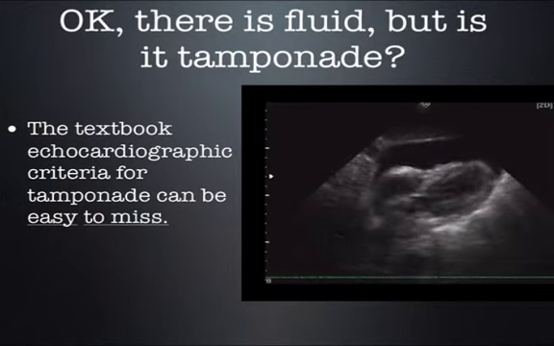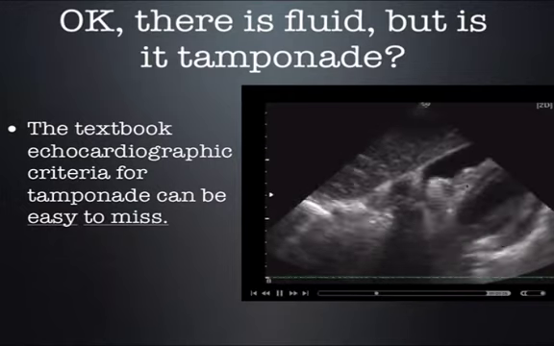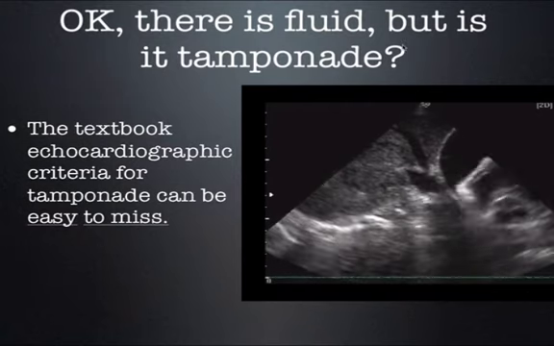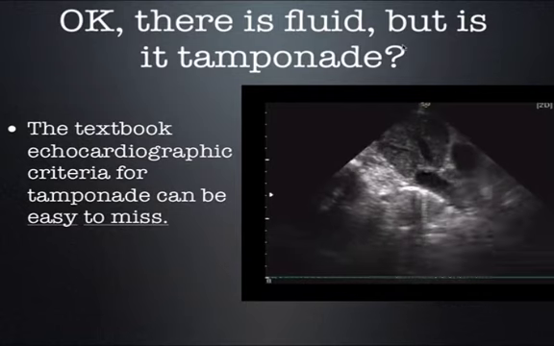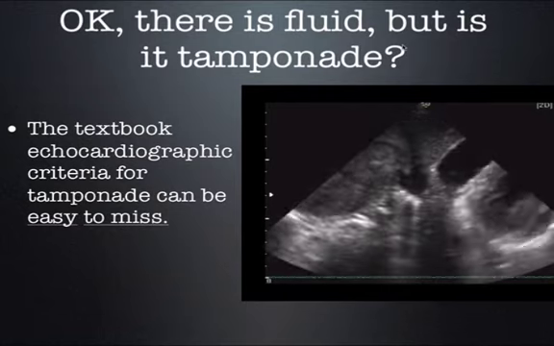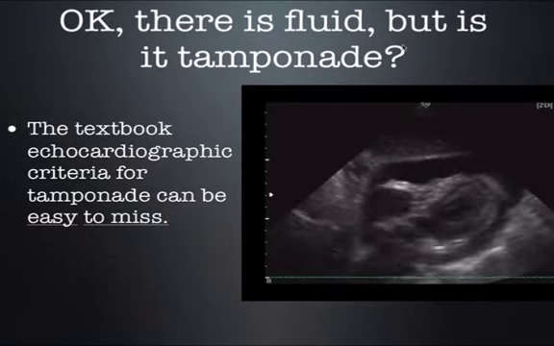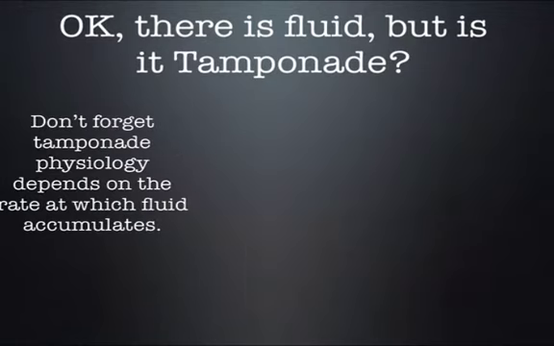Here's a late finding of pericardial tamponade. You can see that the right ventricle is collapsed through systole and diastole. When they pan to look long axis on the IVC, you can see that the IVC is dilated and there is no respirophasic change, which is consistent with the obstructive shock seen in pericardial tamponade. Ultimately, don't forget that tamponade physiology depends on the rate at which the fluid accumulates.